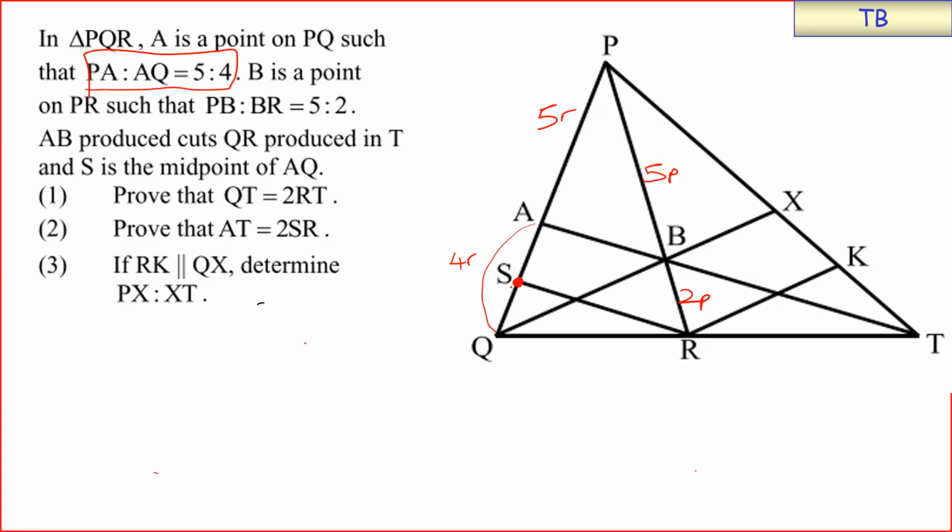So what does it mean to you? S is the midpoint of AQ, so how long will AS and SQ be? AS is 2R. Are you happy with that? Yes, sir. Because the whole thing was 4R, we're going to split it down and get 2R is to 2R. Okay. And then the first question is: prove that QT is actually twice RT.